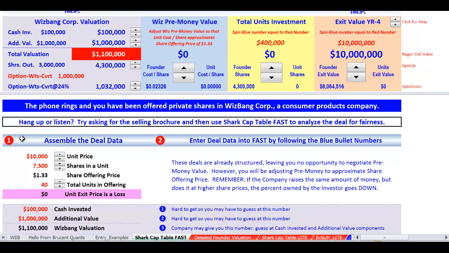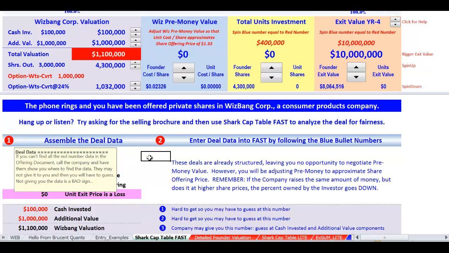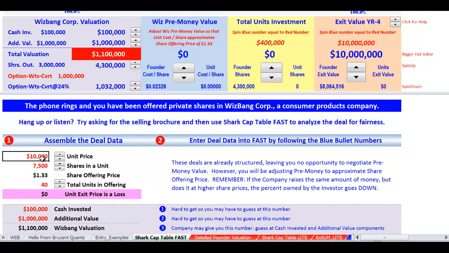Now, we have to assemble the data, so this is the area that we're assembling data. I've already put it in because of time constraints. The typical deal is a $10,000 unit price, 7,500 shares in a unit. That works out to be $1.33 share offering price, and they're 40 units. Now, we don't show any profit here because that comes when we actually enter the data.